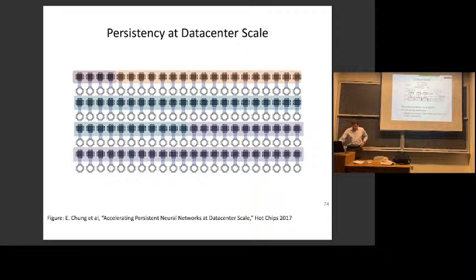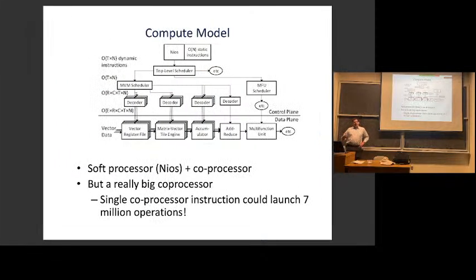So their compute model is, again, software programmable. It's an overlay. They actually use Nios, a conventional soft processor, as essentially their control processor. So their compute model is soft processor plus a coprocessor.